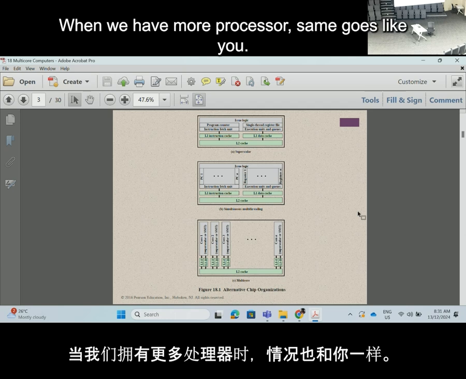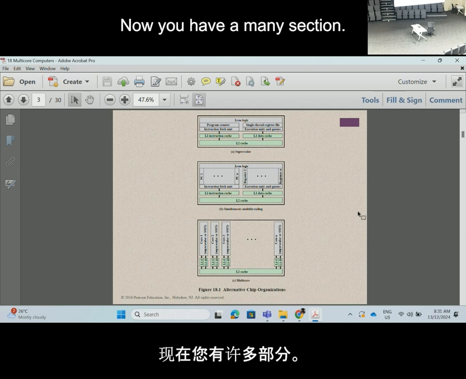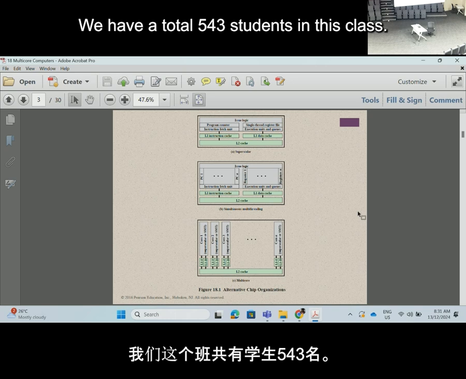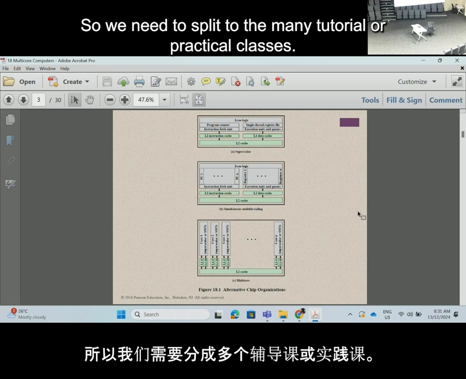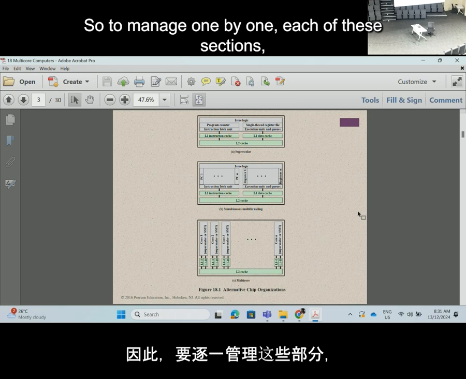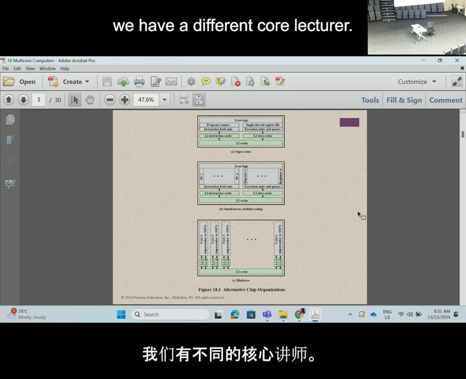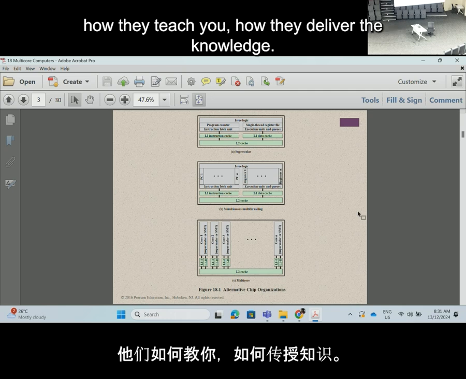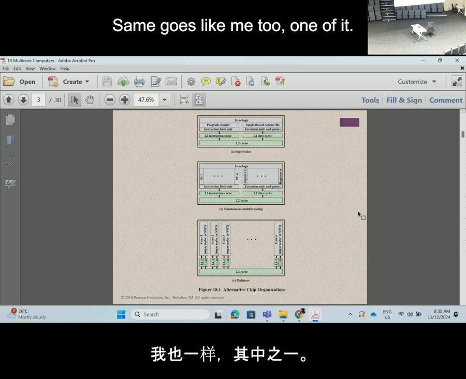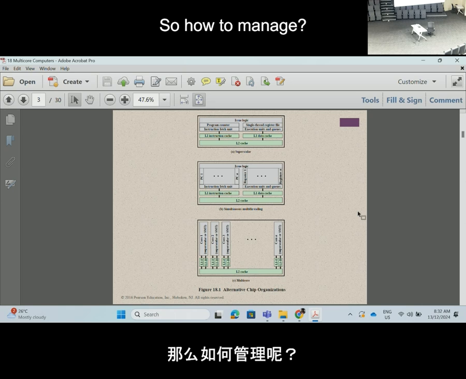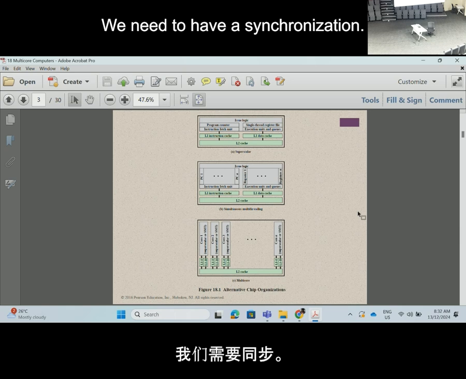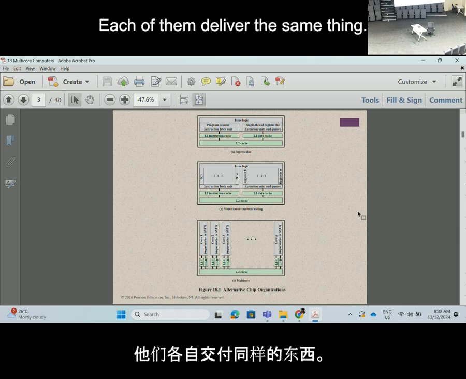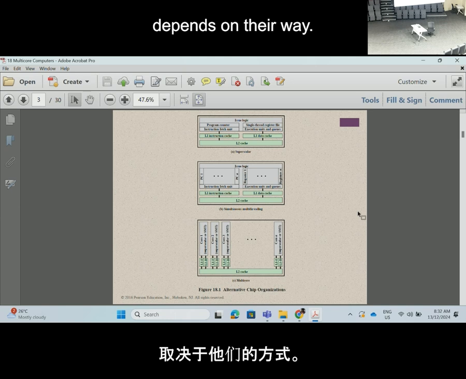When we have more processors, it's the same as you now. You have many sections. We have a total of 543 students in this class, so we need to split into many tutorial or practical classes. To manage each of these sections, we have different co-lecturers, and different co-lecturers have a different way of teaching you, how they deliver the knowledge. Same goes for me too, one of them. So how to manage? We need to have synchronization. Each of them delivers the same thing, and how they deliver depends on their way.